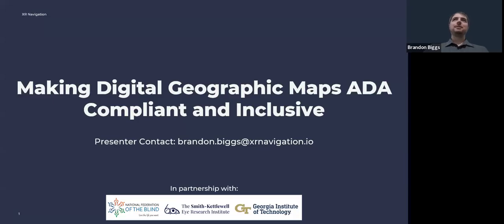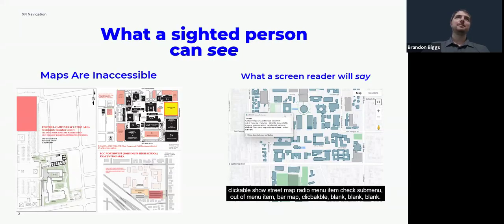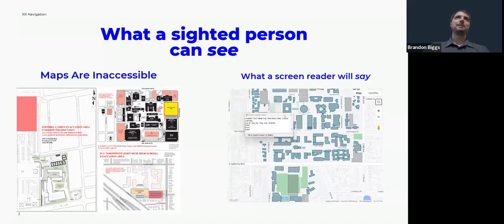I want you to close your eyes and imagine. You smell the smoke and pull up the wildfire evacuation map. Now, with your eyes closed, tell me how you would evacuate using this map I'm showing on the screen. Keep your eyes closed. Clickable show street map radio menu item check sub menu out of menu bar map clickable blank blank blank. Open your eyes. If you're blind, this map is blank.